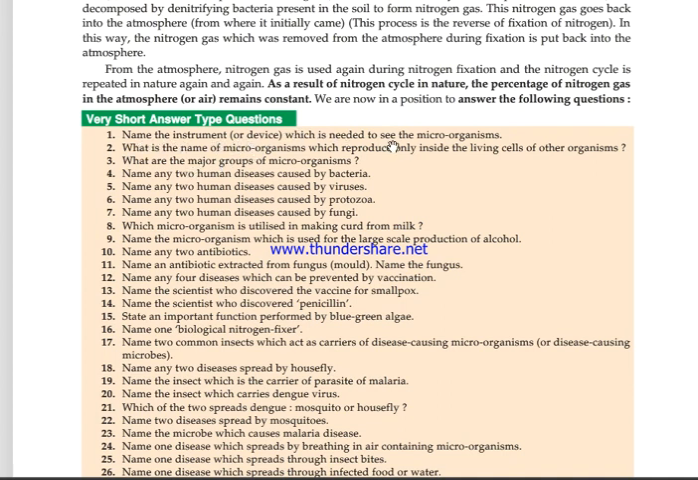Name the instrument which is needed to see the microorganisms. I explained already in this video. What is the answer? The name of the instrument is microscope. The second question is, what is the name of microorganisms which reproduce only inside the living cells of other organisms? The answer is viruses. What are the major groups of microorganisms? The five major groups are bacteria, viruses, protozoa, fungi, and algae. And name two human diseases caused by these microorganisms.